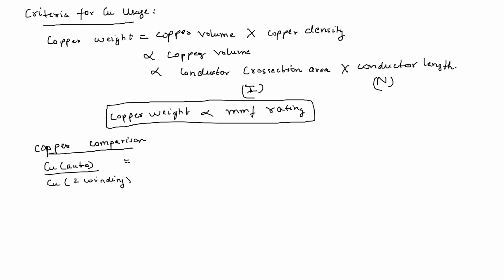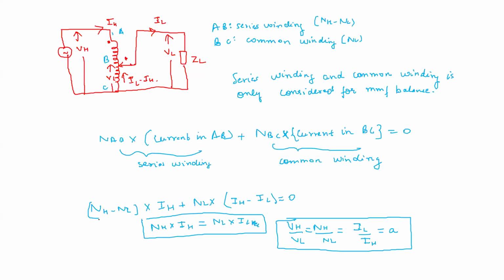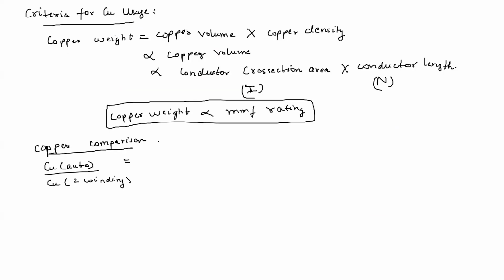Okay, so let us write the mmf balance. What is the cross section area into this conductor length? For the first case, this is NH minus NL. We will write first the series winding part and then the common winding part. So this will become NH minus NL into IH in the series winding, and then for the common winding we have NL into IL minus IH.